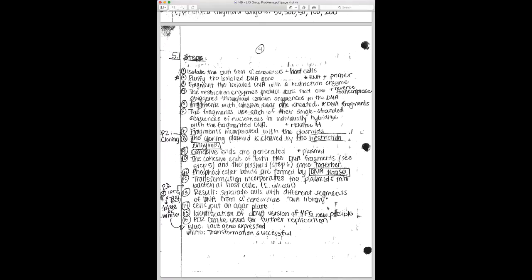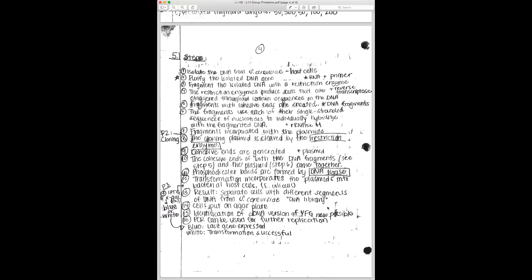Okay, that was a lot. Jesse, do you want to add anything to that? Nope, I think that was it. The only reason it turns blue is just because you have that intact LacZ gene, which is expressing that beta-galactosidase. And when it's white, it's just not intact because it's being disrupted.